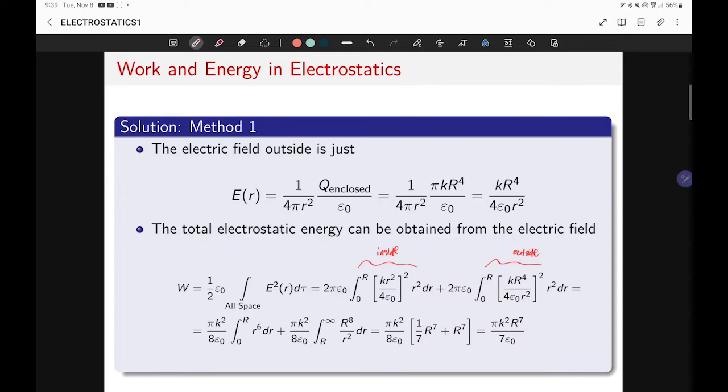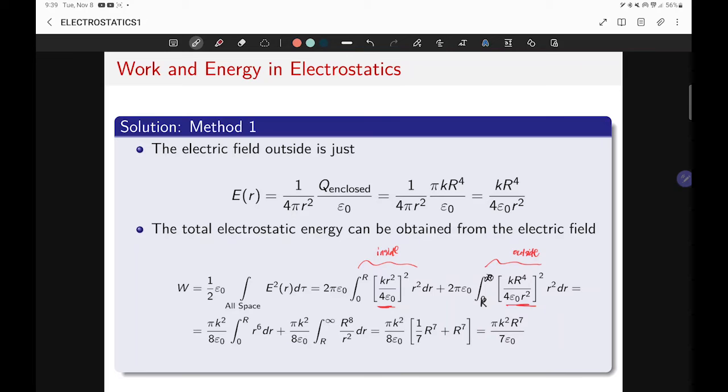Okay, so this E is the electric field inside, and this is the electric field outside. And that's E squared. The limit for the inside is from 0 to capital R. And for the outside, the notation is R to infinity. Okay, so that's R to infinity.